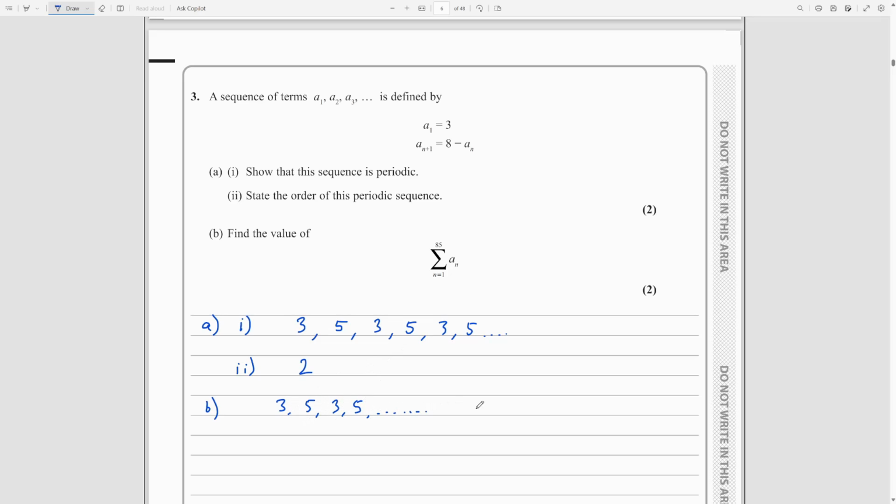In 2s all the way up to the 84th term. So up to here, you've got 84 terms, right? 84 is an even number, so that gets me up to this. And then there'll be one more 3.